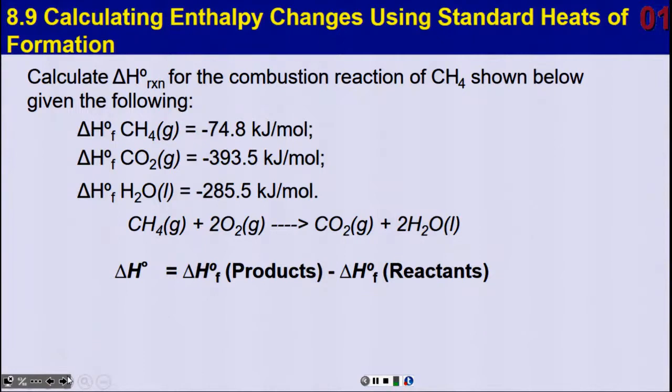So calculating a delta H, in other words, the standard enthalpy change for the combustion reaction of methane, given some heats of formation: the heats of formation for methane, for CO2, for water. The combustion reaction is where you combine any carbon-containing compound, typically hydrocarbons, with oxygen to make CO2 and water. Now remember, the equation that we're going to be thinking of is the overall enthalpy change that we're looking for for a reaction will be the heats of formation for the products, subtract from that the heats of formation of the reactants combined. All right, ready for some steps?